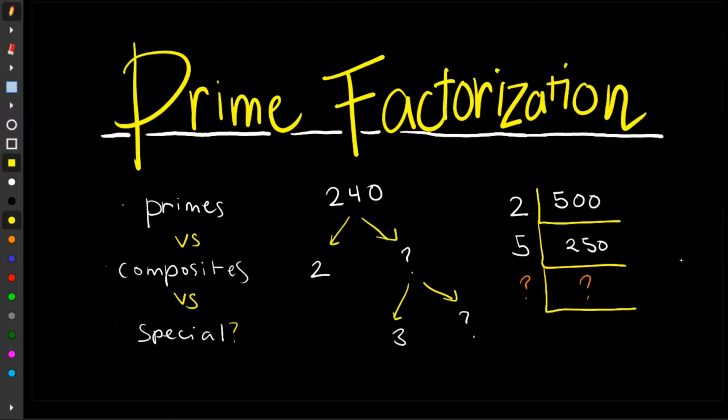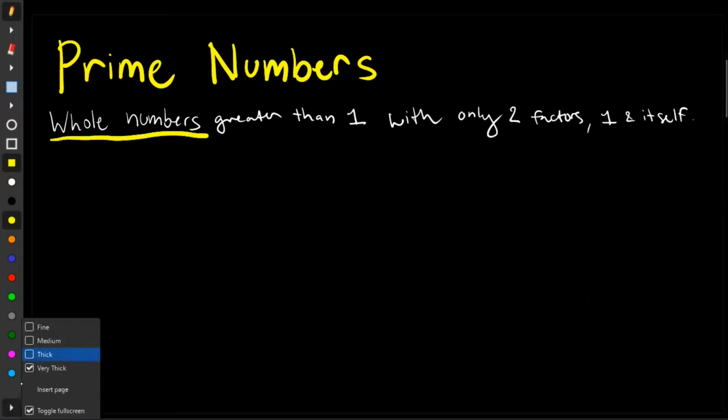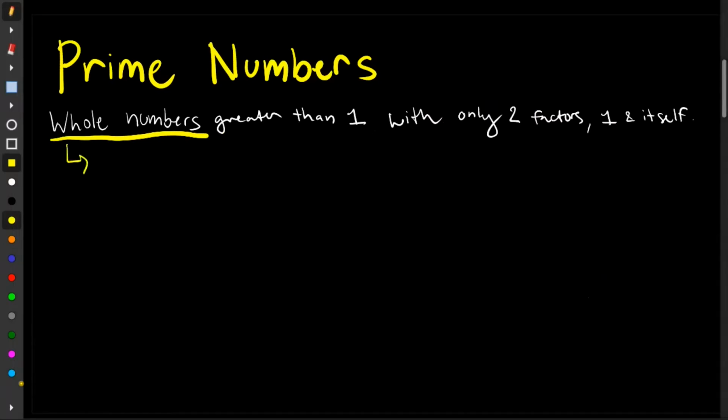So let's start. First, prime numbers are whole numbers greater than 1 with only two factors, 1 and itself. When we say whole numbers, these are numbers that are counting numbers. So we have 1, 2, 3. These are counting numbers, since when we start counting, we start with 1, there's 2, there's 3. Now when we say whole numbers, we add 0 to this. So these are whole numbers. Now we deal with whole numbers greater than 1 with only two factors, 1 and itself.